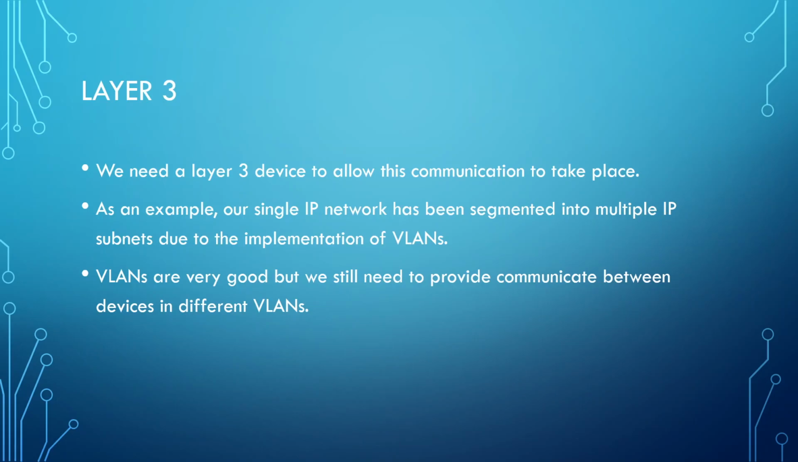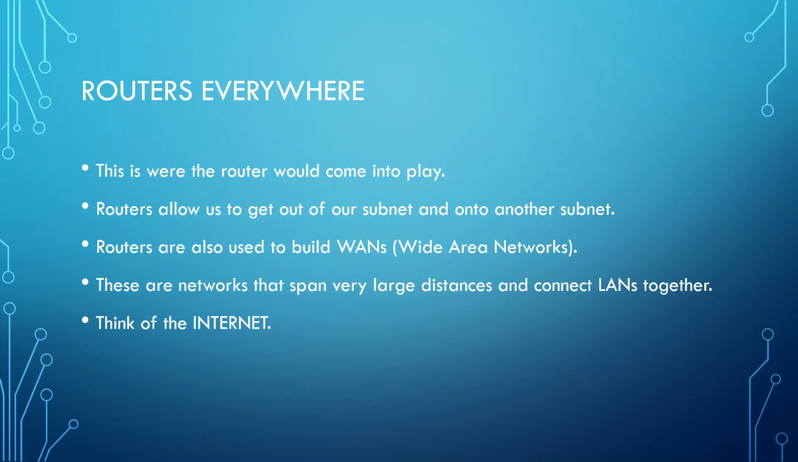However, we don't want to completely cut off all communication between VLANs. We want the majority of our devices to be able to communicate if they're in different VLANs, but we are forcing them through a layer 3 device in the first place so that we can have some control over who can speak to who. And this is where the router comes into play.